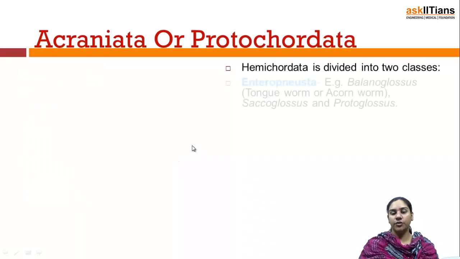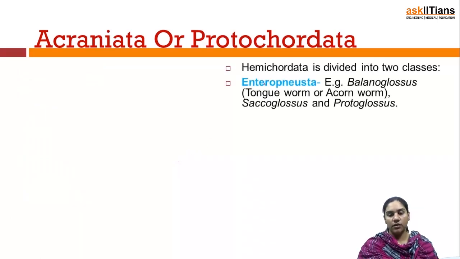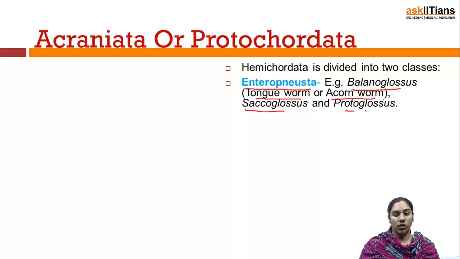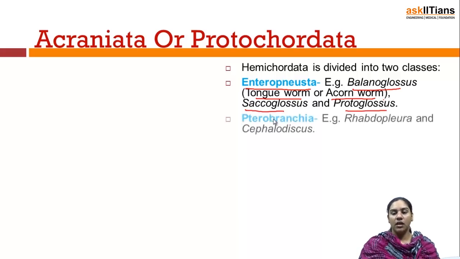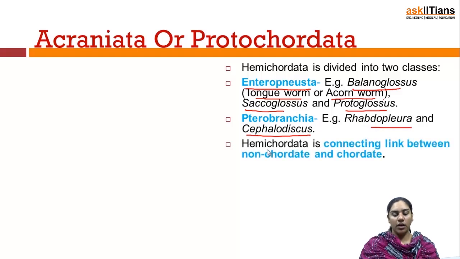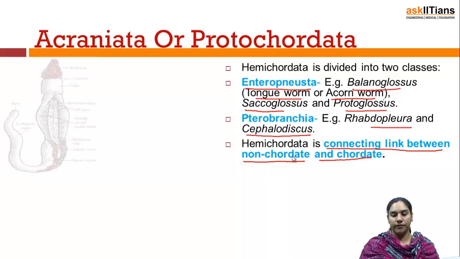Hemichordata is divided into two classes. The first class is the Enteropneusta, and the examples of Enteropneusta are Balanoglossus, known as the tongue worm or acorn worm, and other examples are Saccoglossus and Protoglossus. The next class is the Pterobranchia, in which the examples are Rhabdopleura and Cephalodiscus. The Hemichordata is the connecting link between the non-chordates and the chordates.